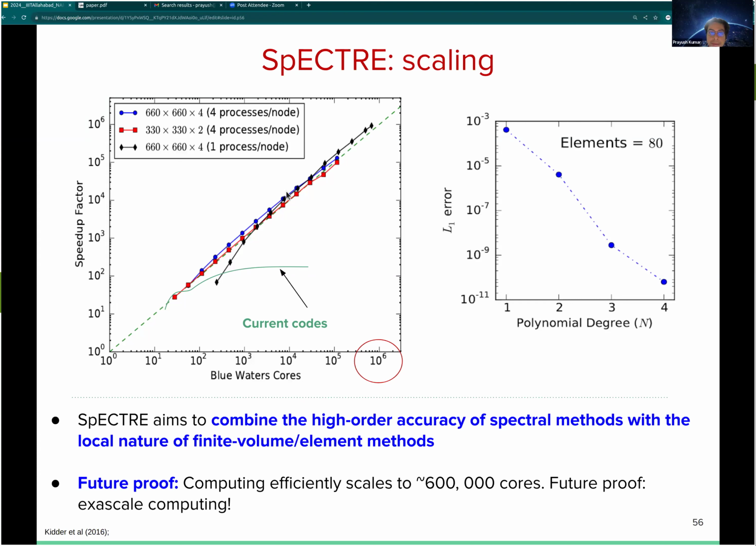Whereas Spectre, because of task-based parallelism and everything else, is able to scale quite well, all the way up to 500,000 cores that we were able to use on the Blue Waters supercomputer in the US. And it scales linearly, which is very good, which is exactly as we want. And this demonstrates especially the power of task-based parallelism that we use. And this makes Spectre future-proof because, as we are seeing, it's not that individual computers are becoming faster. We are simply getting a lot more of those cores on each chip, right?